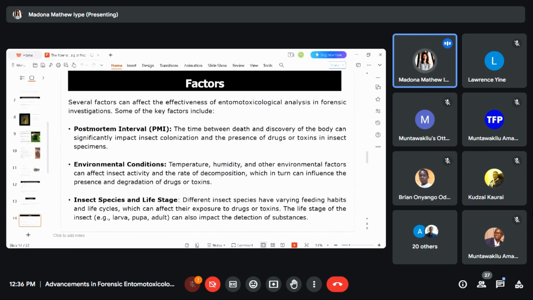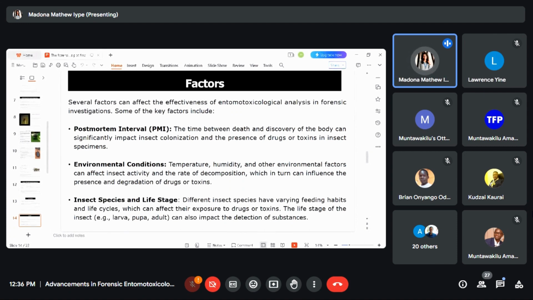So postmortem interval, as we discussed, that is the time between death and the discovery of the body, can significantly impact insect colonization and the presence of drugs or toxins in insect specimens. There are different ways in which the toxins will react to the body of the insect as well. So that can be one factor.